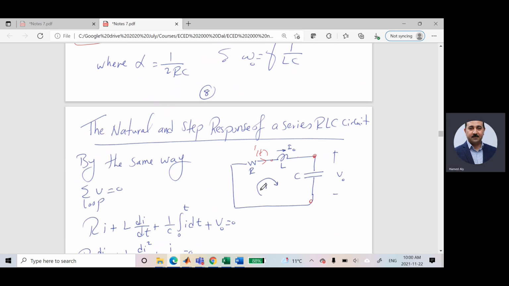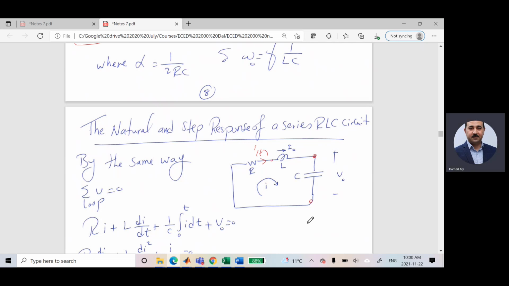Again, if I would like to solve that problem, I'm going to say the summation of the voltages across this loop is equal to 0. The voltage across this element is equal to iR. The voltage across this one is L di/dt. The voltage across this one is equal to 1 over C integral of i dt plus the initial voltage. Okay, now I have this equation. What is needed? I would like to solve it.